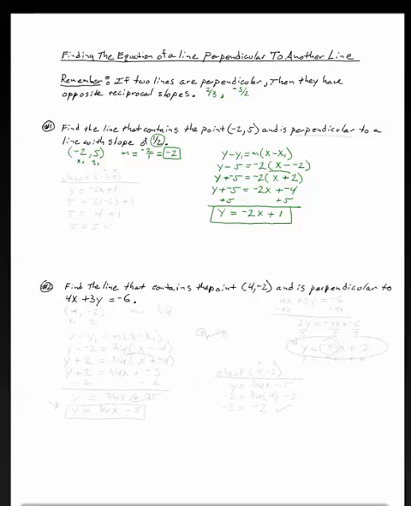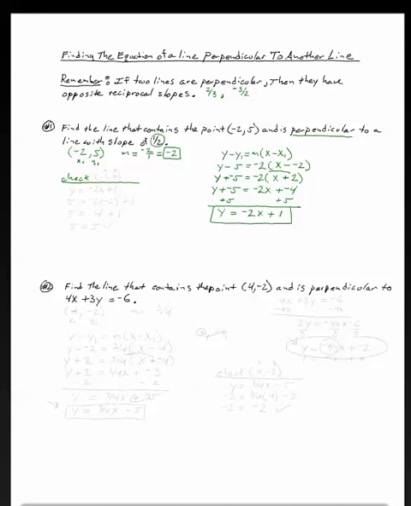Alright, so let's go ahead and just check that one right now. So first off, let's make sure that it's perpendicular. So we wanted it to be perpendicular to a line with slope of 1/2, which means it has to have opposite reciprocal slope. And we said that the opposite reciprocal slope was -2, and our equation does have a slope of -2. So it's definitely perpendicular.